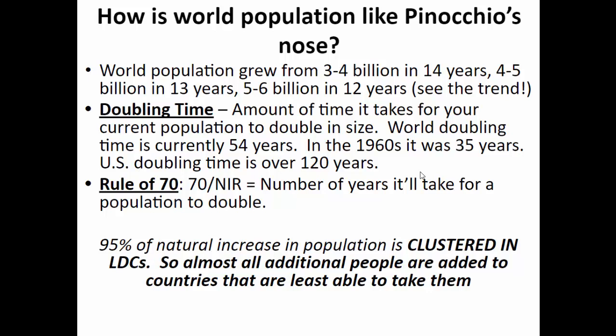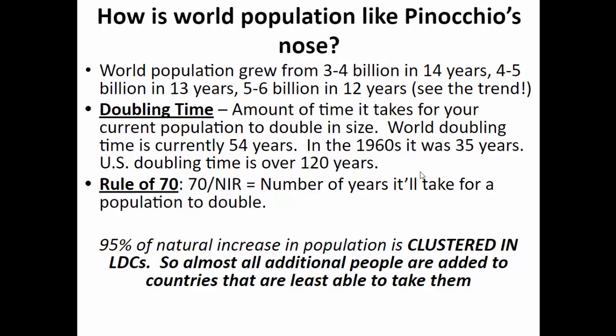Now, a couple of other keys you need to know. Doubling time. That's the amount of time it takes for your current population to double in size based on its current rate of growth. So the world doubling time is currently about 54 years. So if our population continued to grow at the rate it's at right now, in 54 years, in theory, we'd be on the verge of doubling. That seems ominous, but in the 1960s, that number was 35 years. So just since the 1960s, our rate of growth has slowed down enough where our doubling time is a lot higher than it once was.